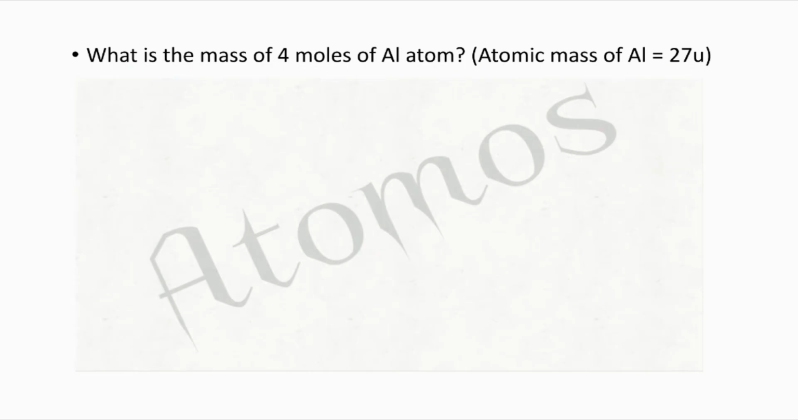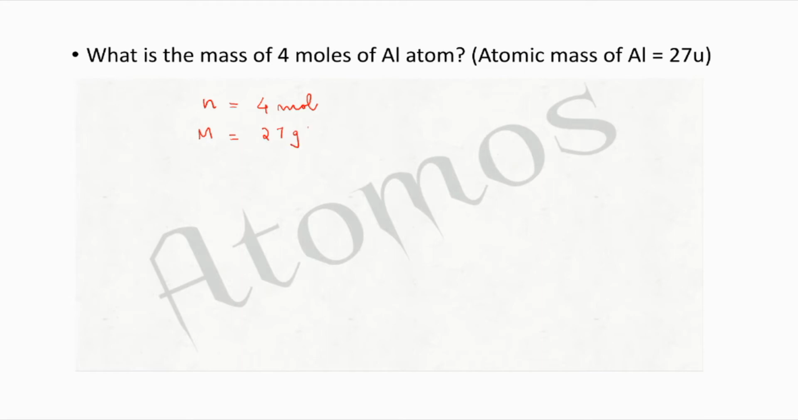Now try this question. What's the mass of 4 moles of aluminium atom? Atomic mass of aluminium is also given. So write that number of moles is equal to 4 mole. Right? Yes. And what will be the molar mass? Atomic mass is given. This is the mass of one atom. What's the molar mass? It's a mass of 1 mole of atom. So how we will write it?